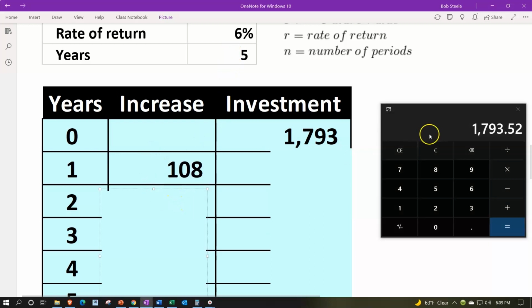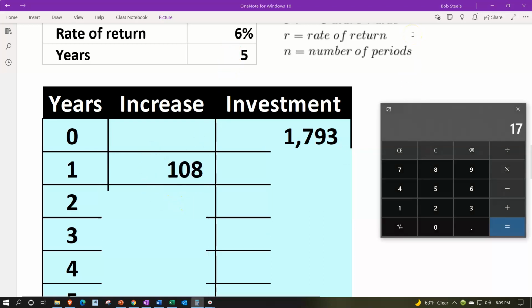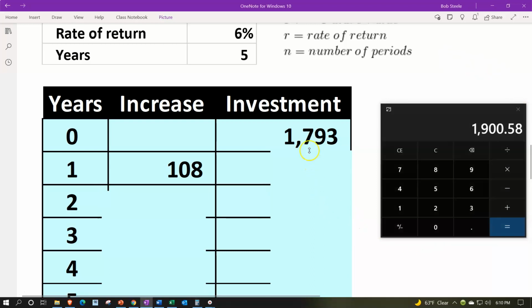So if we were to say, okay, if I took this, it's rounded, there's rounding involved here, but 1,793 times the 0.06, that's going to give us the 107.58, 108 about, rounded. 1,793 plus that 108 would then give us the new balance of the 1,901 about.